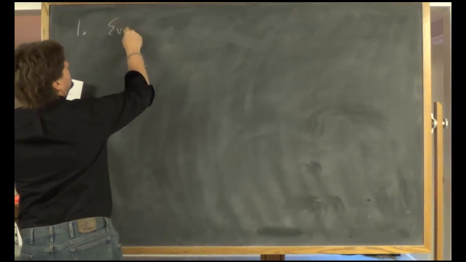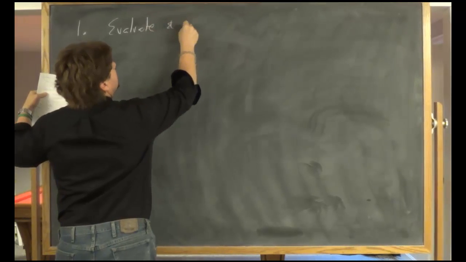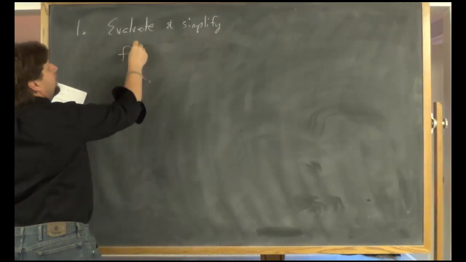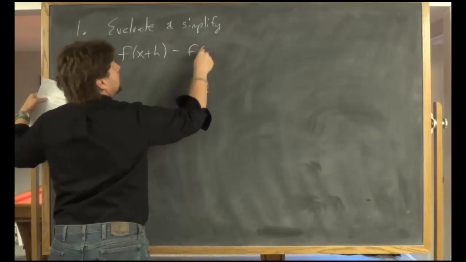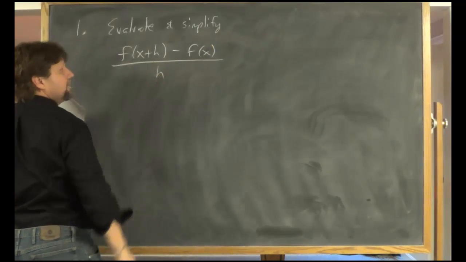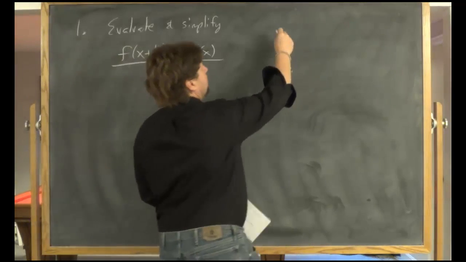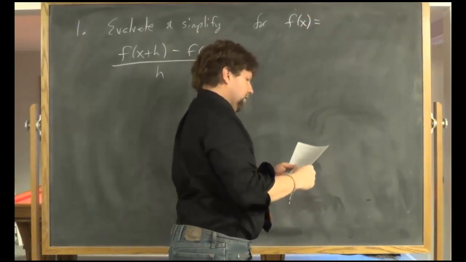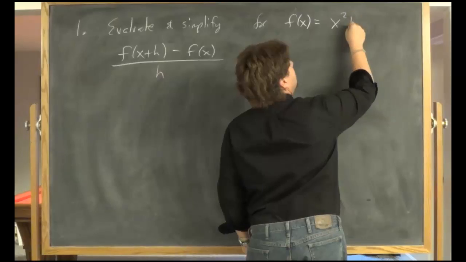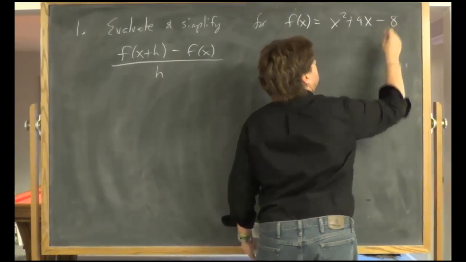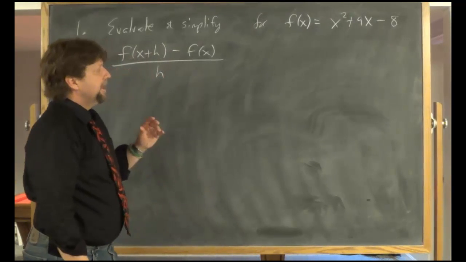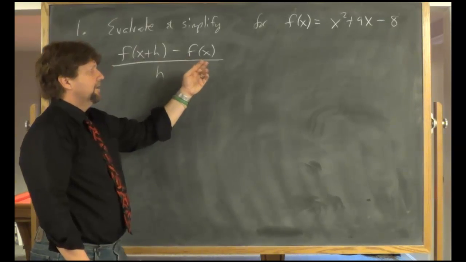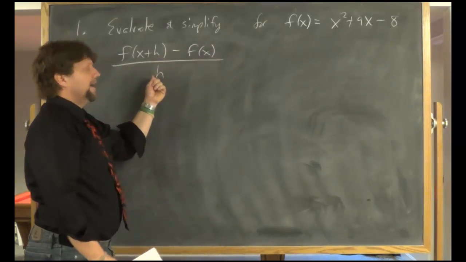So, if you're asked to evaluate and simplify f of x plus h minus f of x all over h for a function, and here it was for the function f of x equals x squared plus 9x minus 8, what you simply have to do is compute the f of x plus h, and then subtract f of x, and then divide that by h.